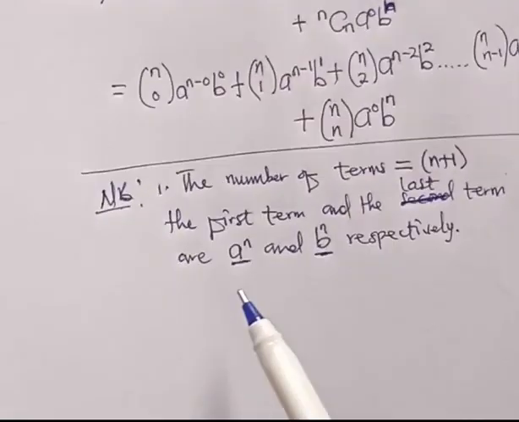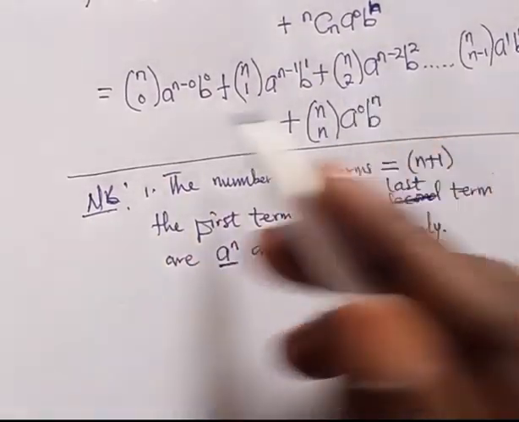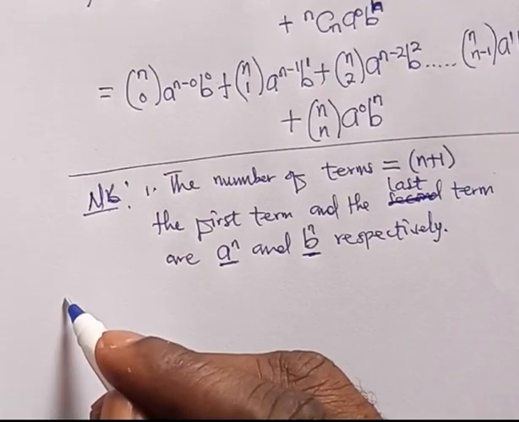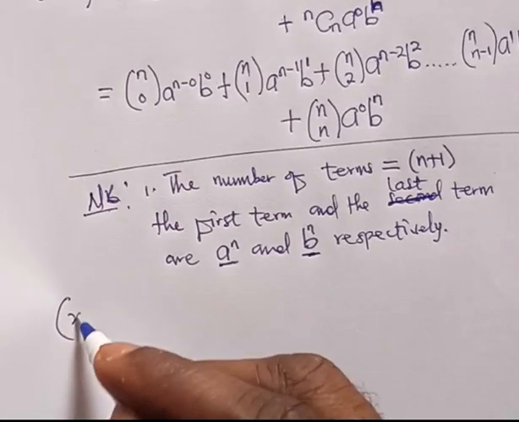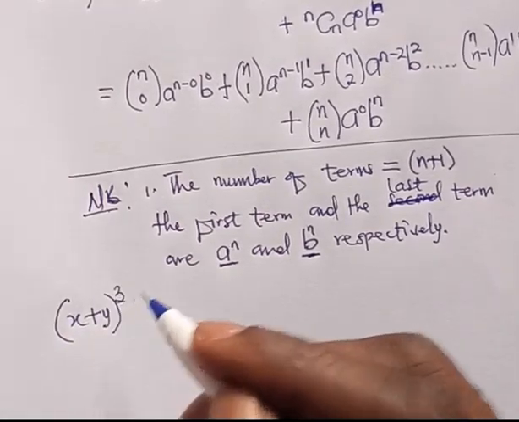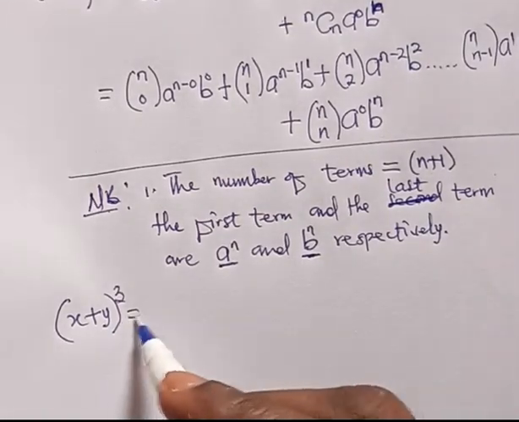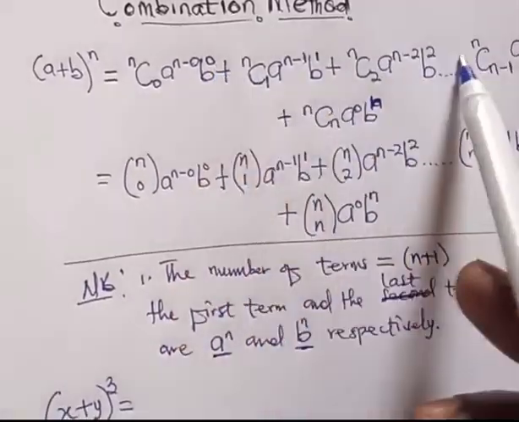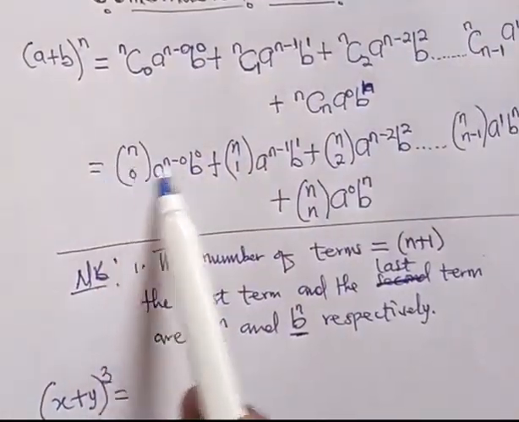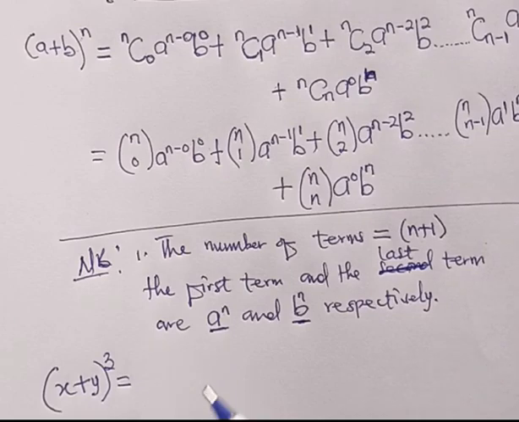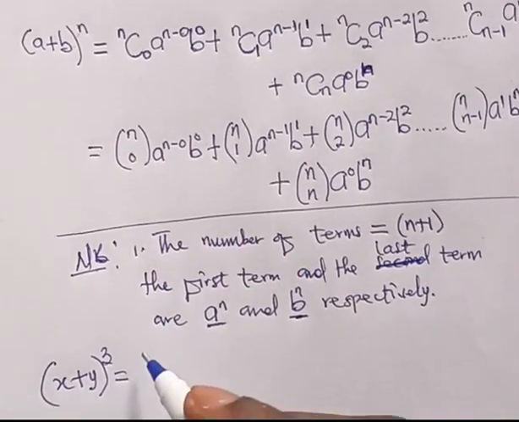So let's quickly look at this example and then we apply this method and see how we get it. Let's say you have x plus y all to the power of 3. So how do we expand this? We are following this method. It's either we use this one or this one. I prefer we use the second one. Any of them, you will get the answer.